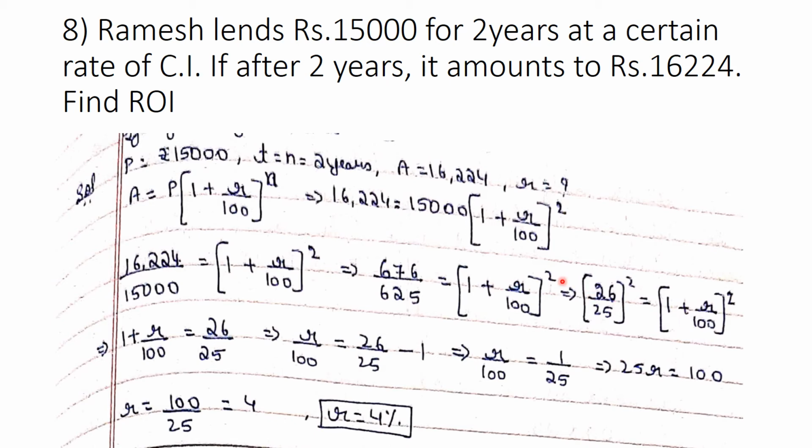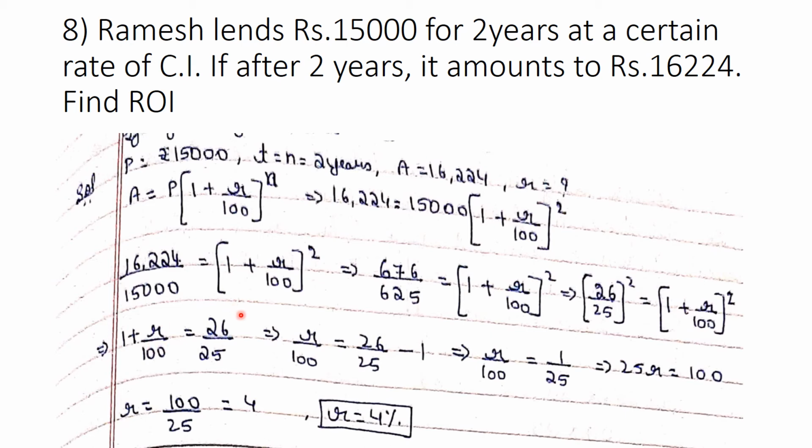As we have square here, we have taken this in the form of square to make it equal. 26 square is 676, 25 square is 625. So now square and square will get cancelled. So now you will be remaining with 1 by r, 1 plus r by 100 is equal to 26 by 25. So this one is now in LHS.